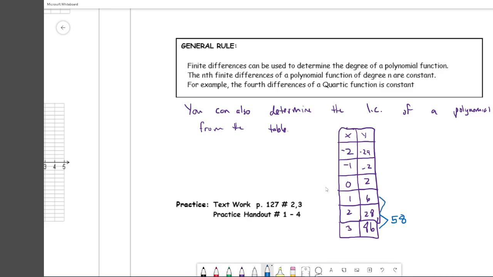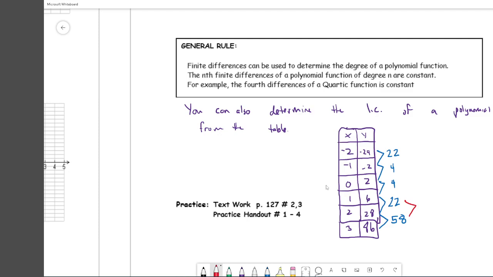Okay, so then 28 take away 6 would be 22. 6 take away 2 would be 4. 2 take away negative 2 would also be 4. And negative 2 take away negative 24 would be positive 22. Okay, that obviously doesn't work. We know it's not linear. So we look at the next one.